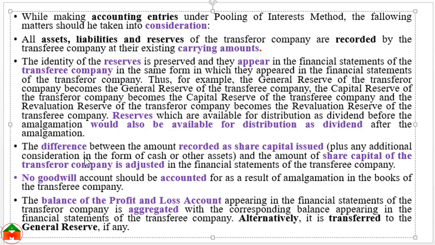This is an important issue. We will discuss it in detail when we are working through a practical problem. No goodwill is recorded, and the balance of the profit and loss account is shown in an aggregated way. You can also show this profit and loss account as a general reserve.